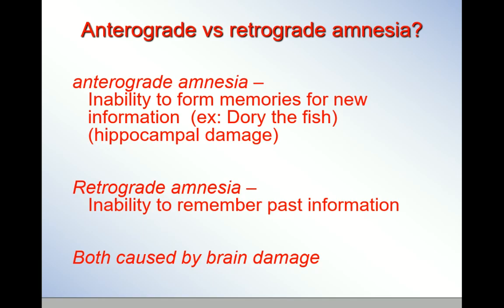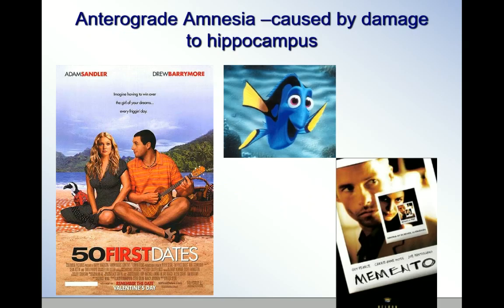Retrograde amnesia is the inability to remember past information. Retro, past. So if you don't remember who you are, where you grew up, who your family is, who your husband is, that's retrograde amnesia. Both of these are caused by brain damage. So getting into a car accident and you don't remember your name, that's retrograde. All right, moving right along.